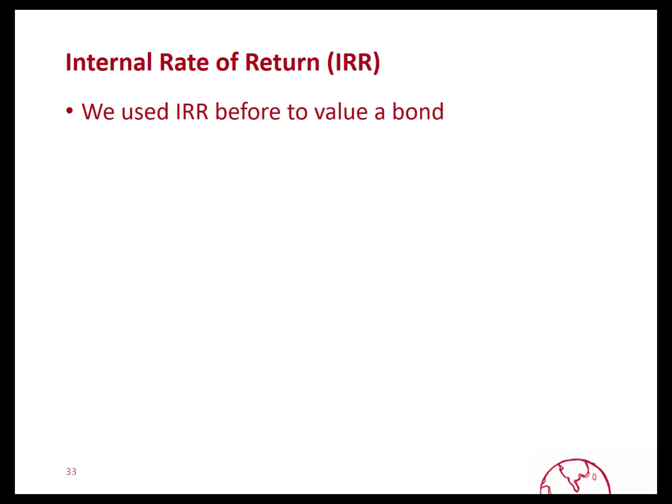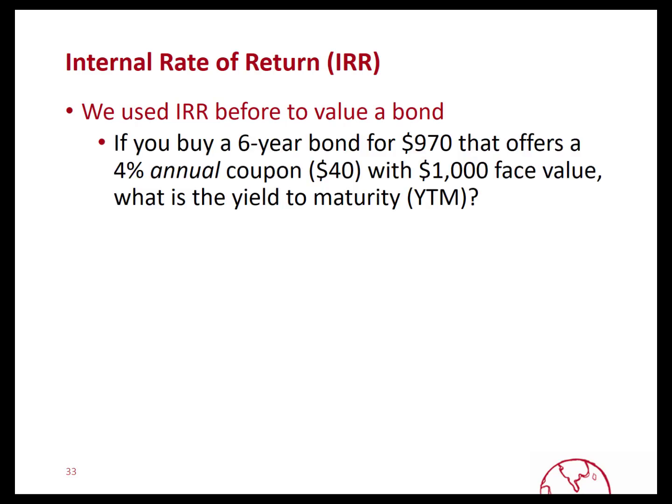We've actually looked at IRR before. We've seen that IRR can be used to value a bond, although we didn't call it internal rate of return. Instead, we called it yield to maturity. We looked at all the future cash flows that you would receive as a bondholder, namely the coupon and the face value, and we set them equal to the price today. Or, in other words, we solved for the price today by discounting all the future cash flows at some rate called the yield to maturity.